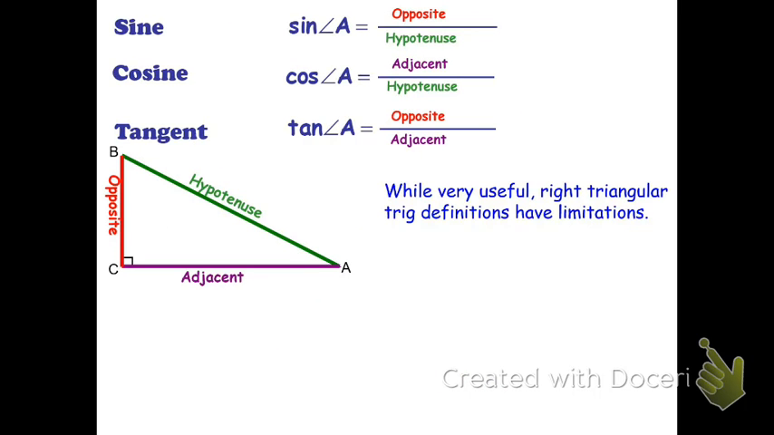Now, while very helpful, right triangle trig does have some limitations. For instance, you can't have an obtuse angle in a right triangle. Right triangles have one right angle, and by the triangle sum theorem, the sum of all three angles has to be 180, which means the sum of the two non-right angles has to be 90 also. Well, if those angles sum to 90, they both have to be acute. So you can't have an obtuse angle in a right triangle.